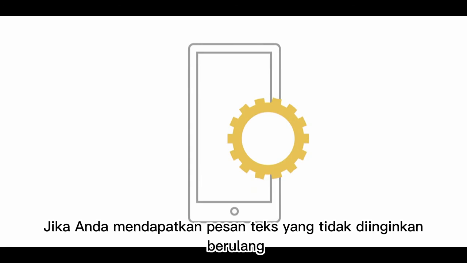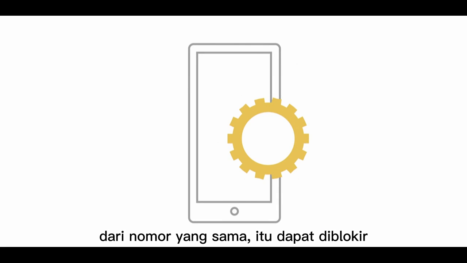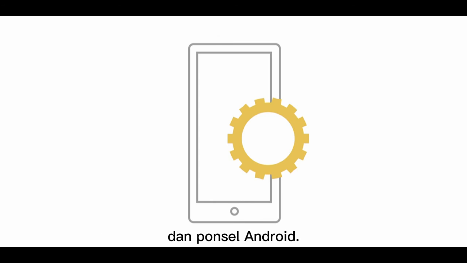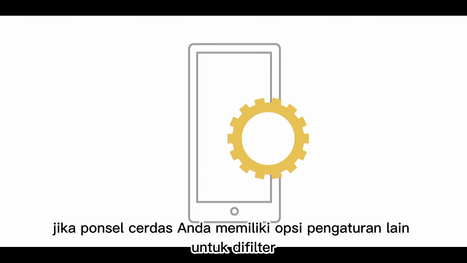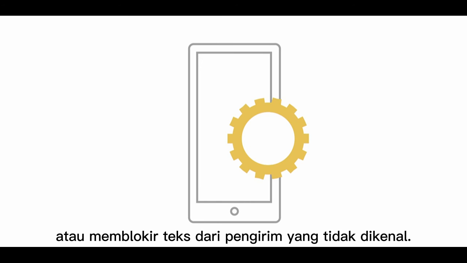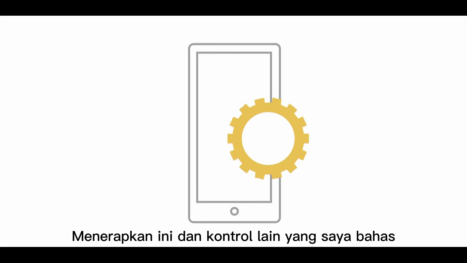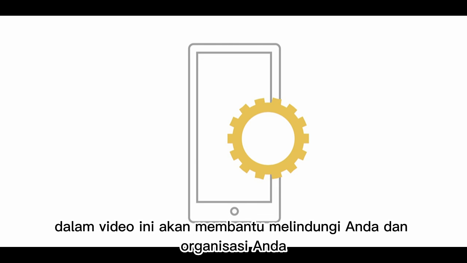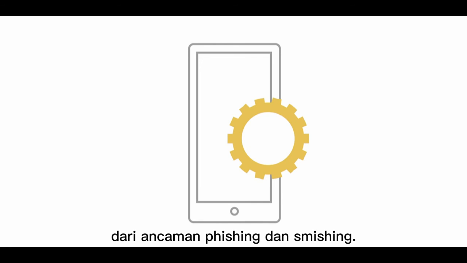If you get repeated unwanted text messages from the same number, those can be blocked in the phone settings for both iPhone and Android mobile phones. Also, check to see if your smartphone has other settings options to filter or block texts from unknown senders. Implementing these and the other controls I covered in this video will help protect you and your organization from the threats of phishing and smishing.